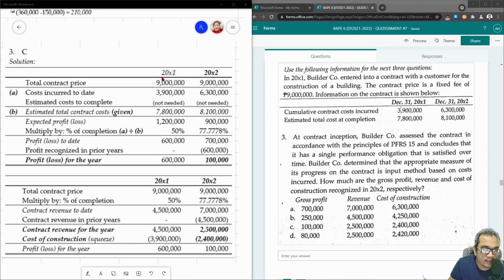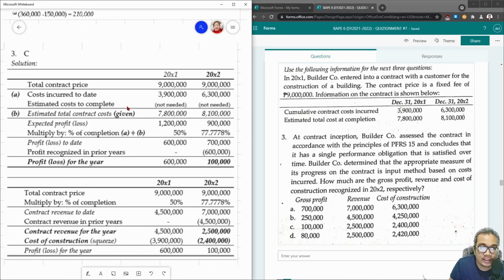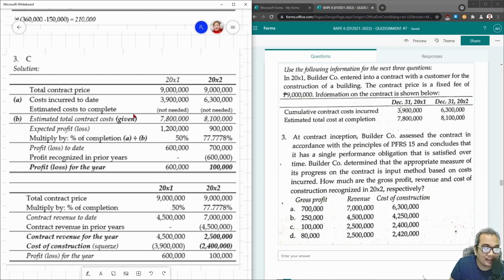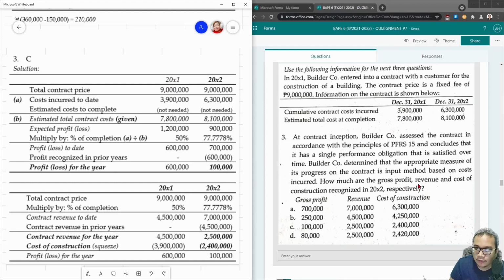So, di ba? Given naman yung table, di ba? Input ka na lang, ganyan ka basic, procedural talaga ang advanced accounting, di ba? Very procedural. So, ito. Hanapin natin si gross profit, si revenue, and cost of construction. So, total contract price 9M, cost incurred to date 3.9 and 6.3, tandaan cumulative to, di ba? Estimated cost to complete, no need because estimated total cost of completion, given naman, 7.8, 8.1.